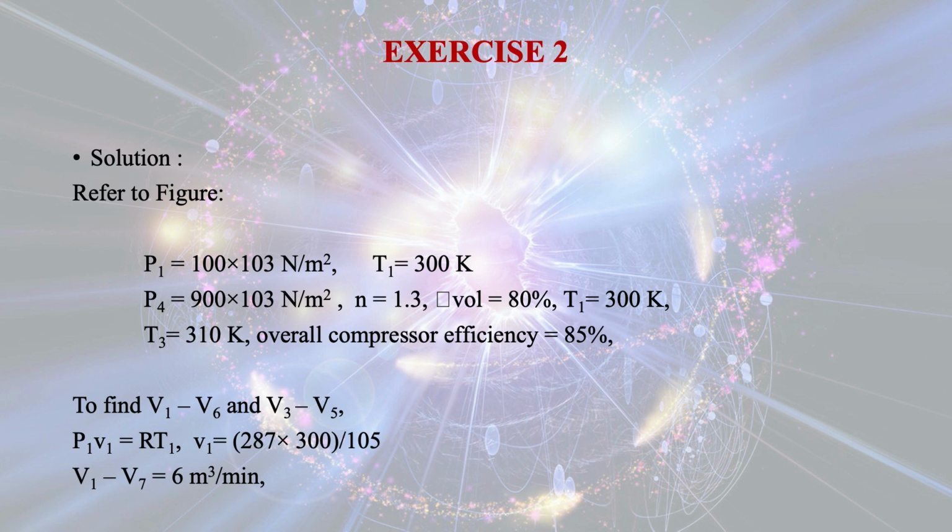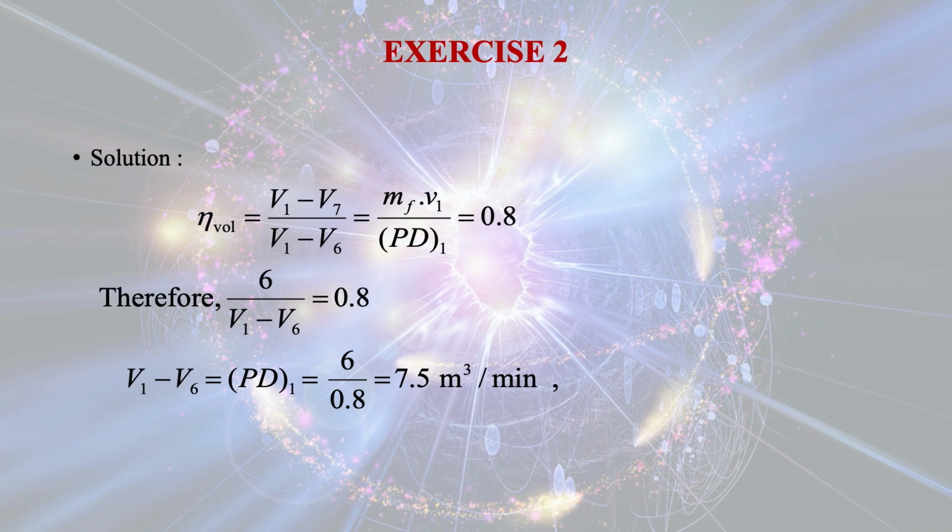Now V1 minus V7 is given as 6 meter cube per minute. So eta volume, we know very well that the expression for the eta volume is equal to V1 minus V7 divided by V1 minus V6, is equal to mf small v1 divided by Pd at state 1. That is equal to 0.8, that is given. Now from this expression you can see that V1 minus V6 is equal to 6 divided by 0.8, that is equal to 7.5 meter cube per minute. That is equal to Pd.